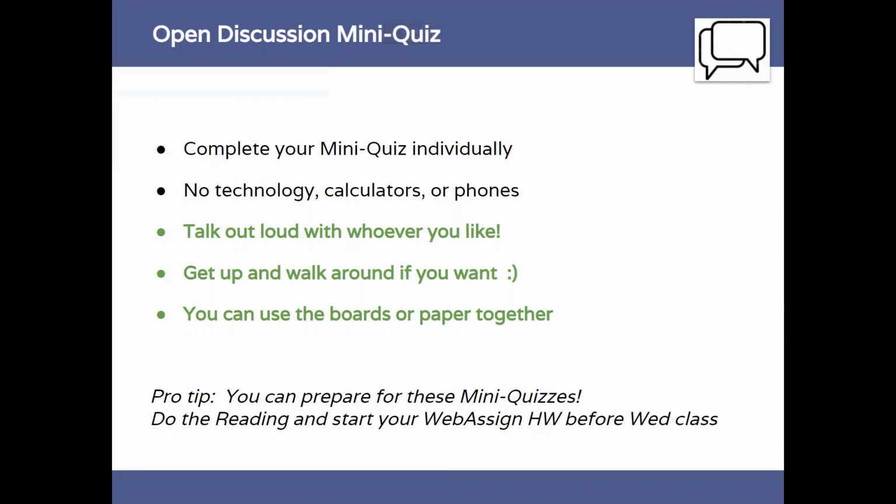Oh yeah, mini quiz time. So it's time for our free quiz. Technology away, phones off the table, funny watches away, computers away, but you can speak to whoever you want as usual about this discussion quiz. I think this is my favorite part of the week because I can see you all discussing problems very actively.